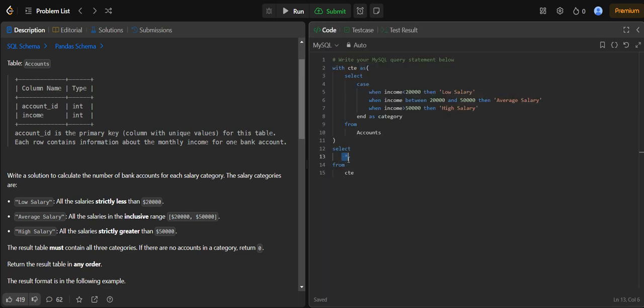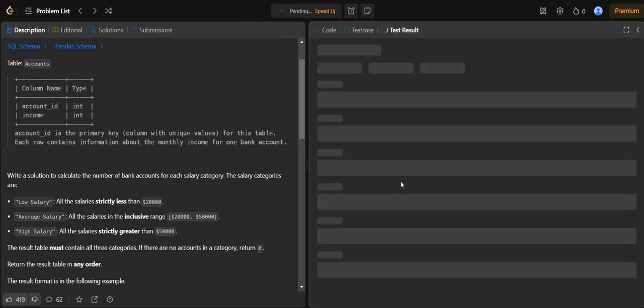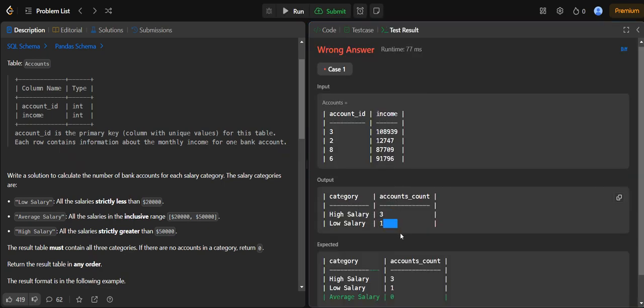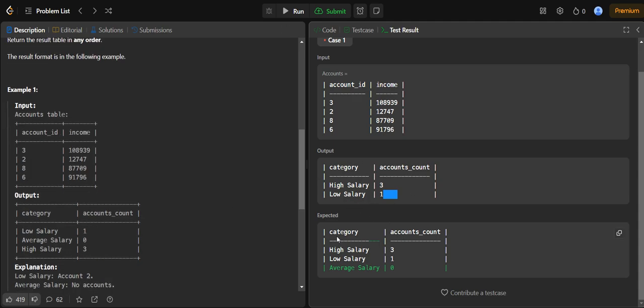So what I can do is simply write the category here and do the count star of accounts count. And I have to do the group by also, because of the aggregation function, group by one. If I run this, I will get the count of each category. High salary, 3 accounts were there, low salary, 1. Okay, so this part is solved.